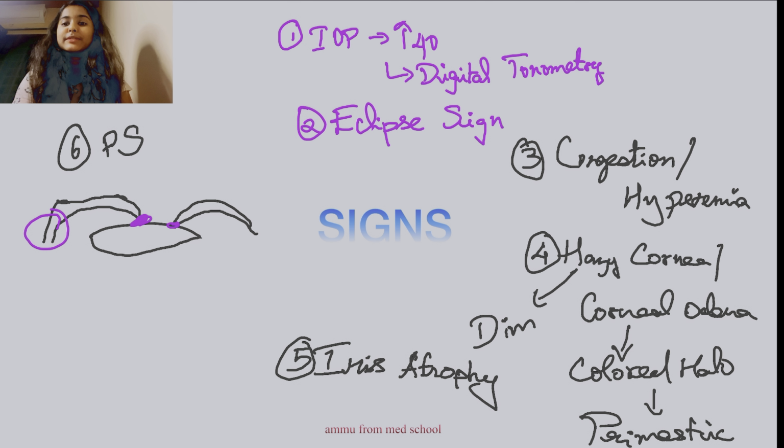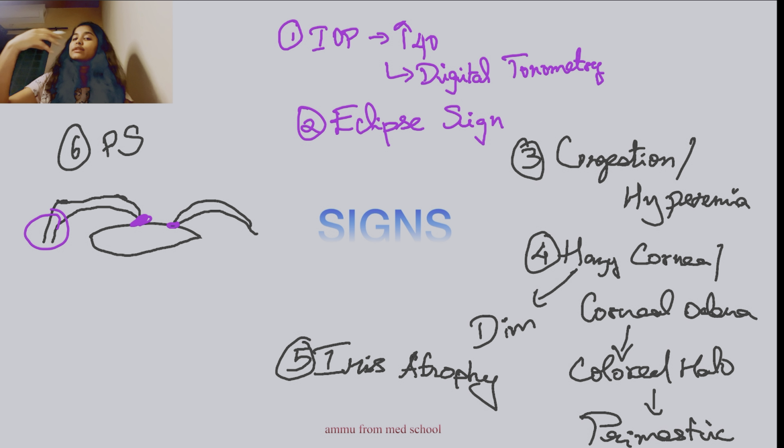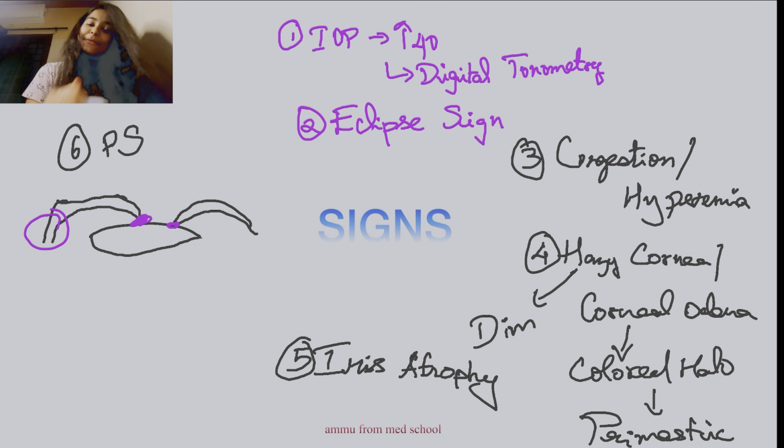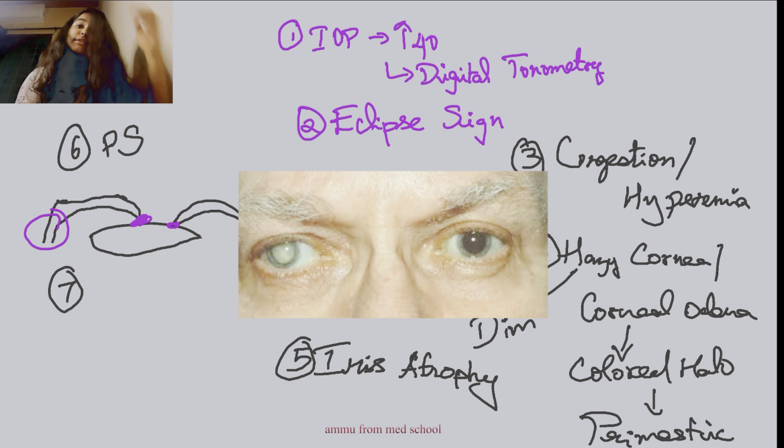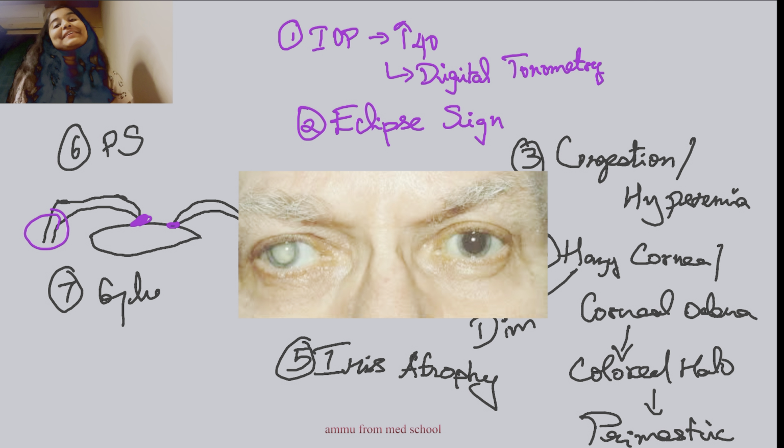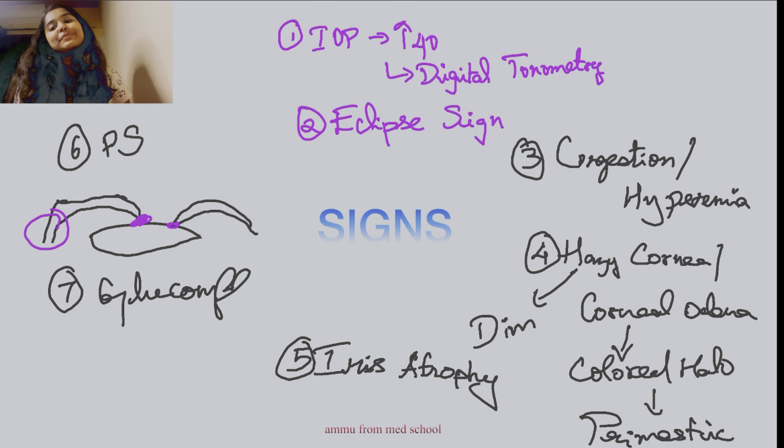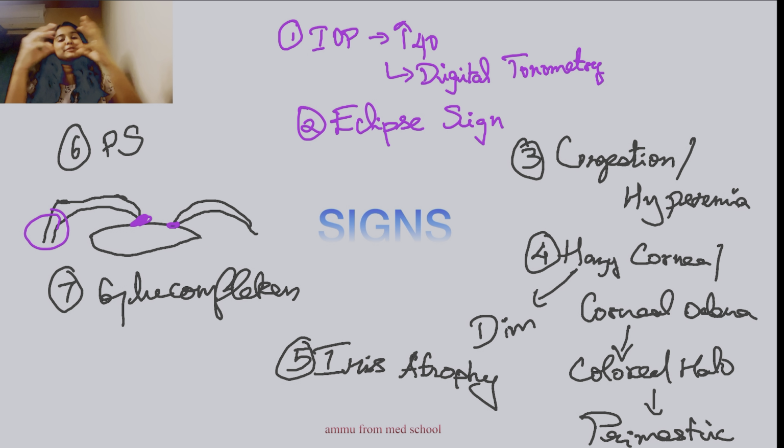So synechiae means adhesions, and because it's on the posterior part of the iris, it's called posterior synechiae: adhesion between the pupillary margin and the anterior surface of the lens. Next is cataract, also known as glaucomflecken, which is anterior capsular or subcapsular opacities. That is due to epithelial ischemia and necrosis in the lens, in the anterior capsule, and hence you can again suspect glaucoma. The last is the pupil.